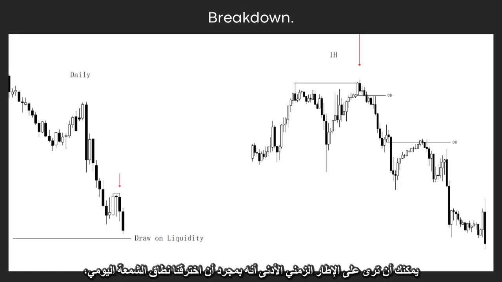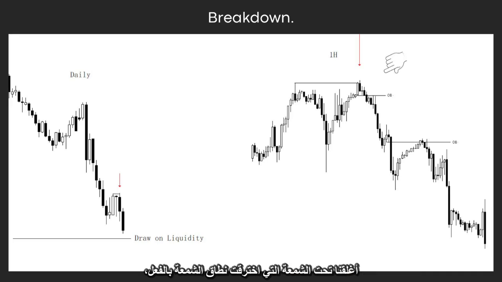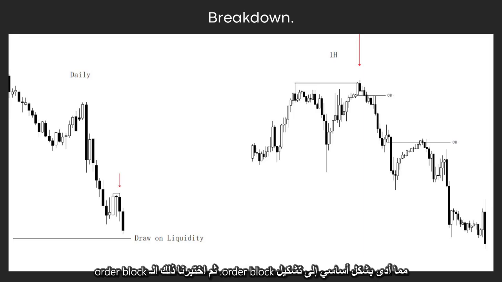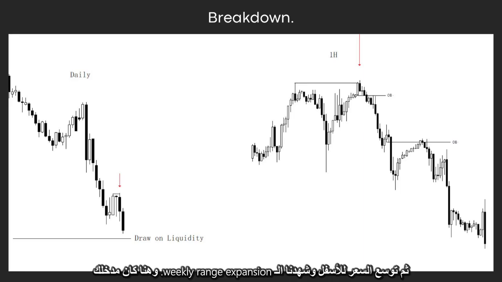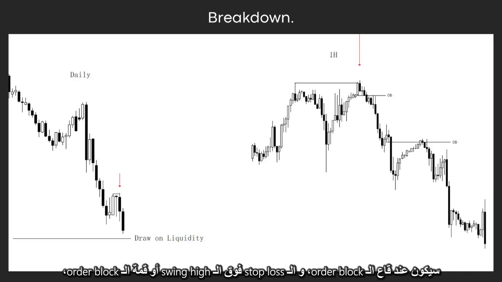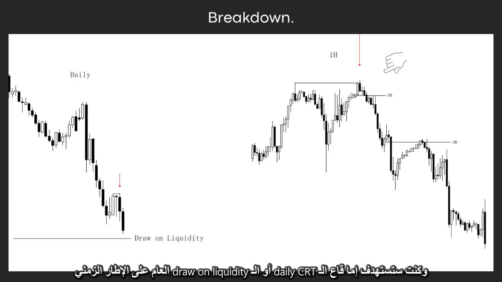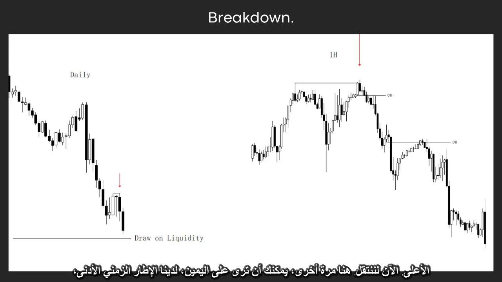And right here you can see on the lower time frame that as soon as we purge that daily candle range, we then closed below the candle that actually purged the candle range, which essentially led to an order block being formed. Then we tested that order block, and price expanded lower and had the weekly range expansion. Your entry would have been at the order block low, stop loss above the swing high or the order block high, and you would have either targeted the daily CRT low or the overall drawn liquidity on the higher time frame.